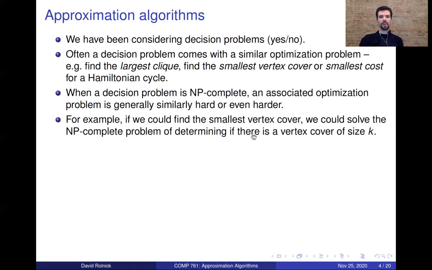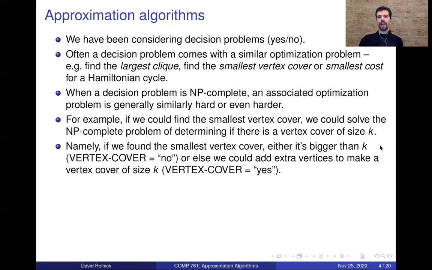Why could we do that? Well, if we could find the smallest vertex cover in a graph, then there are 2 possibilities. Either the smallest vertex cover has more vertices than k. In that case, there definitely isn't a vertex cover of size k because the smallest is bigger than k. If the smallest vertex cover is smaller than or equal to size k, then definitely there's a vertex cover of size k because you can just add more vertices to get a vertex cover of size exactly k.